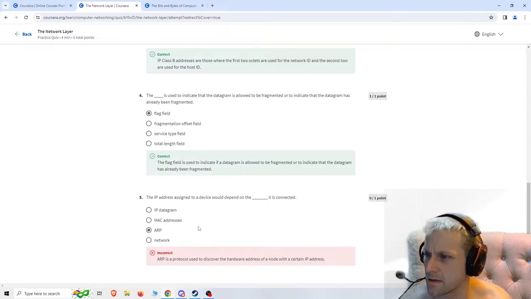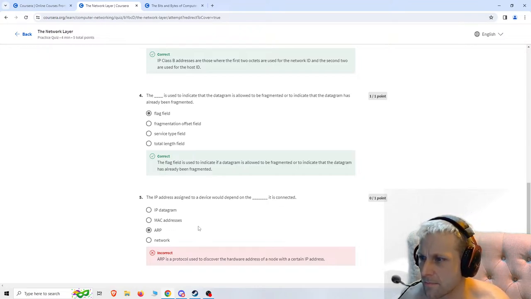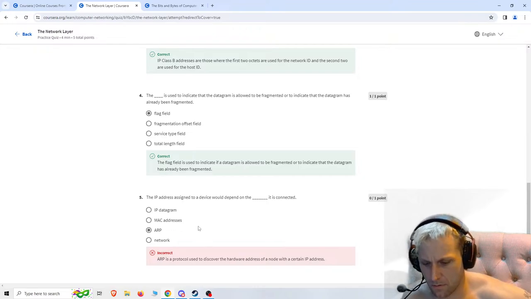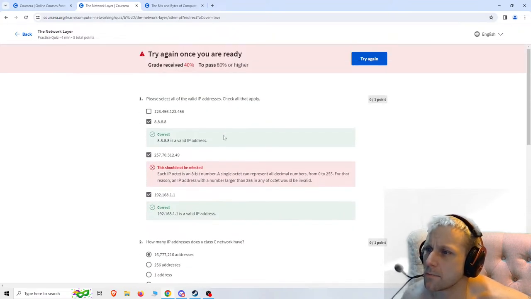So that is the... Is it IP? Oh man, it's IP datagram. I'd have been wrong a second time. I was going to choose network. That was a dumb mistake. Let's try again.